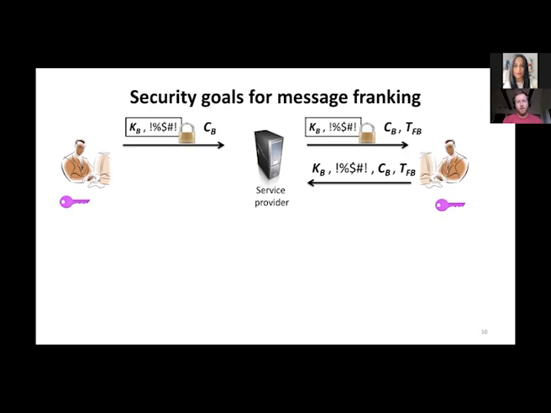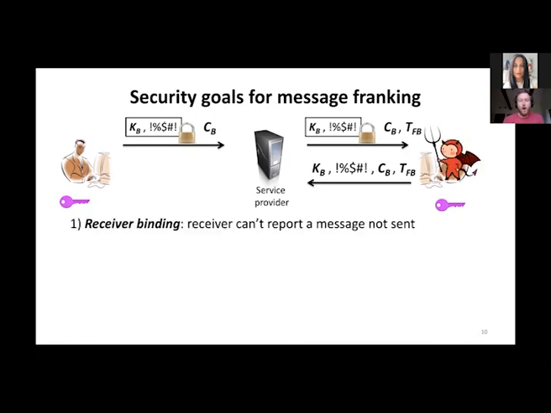So let's just start with the attachment issue. But before we can describe the problem, let me go over some of the security goals that we want for this message franking setting, which I've alluded to already. One is what we call receiver binding, and this is what I mentioned previously, that receivers shouldn't be able to frame a sender as having sent a message that they in fact did not send. So they're bound to the actual message that they're opening: only the message that was actually sent can they open and convince the provider was sent.